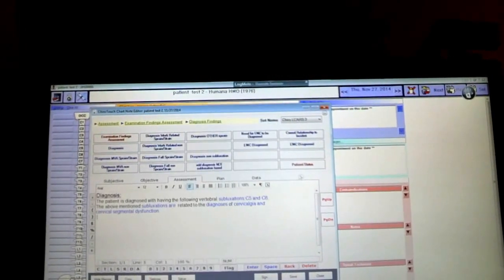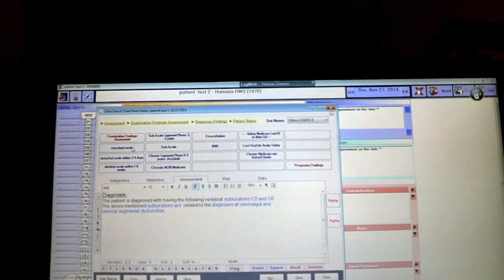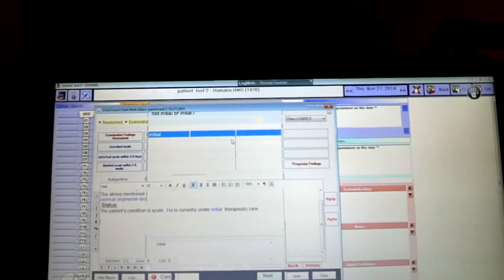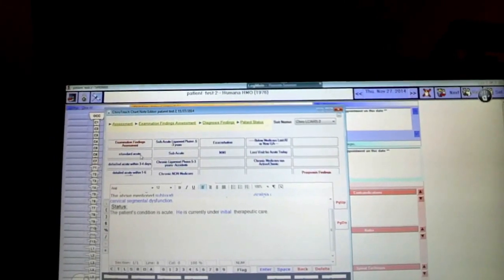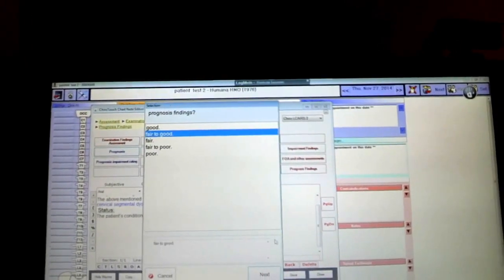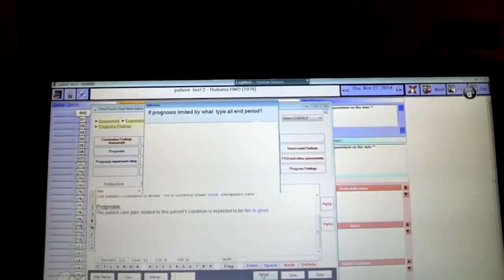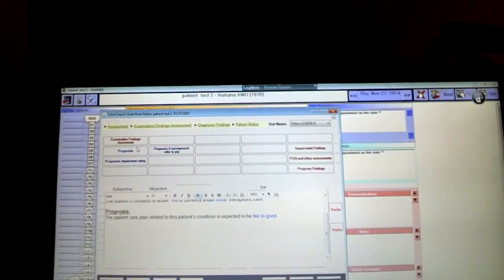From there, we can go right over under patient status, say the patient is acute, they're under initial care. We'll take that off after about 5 or 6 visits. From there, we can say the prognosis appears fair to good. Everything looks good for this individual. From there, we can type any other mitigating factors, functional outcome assessments.